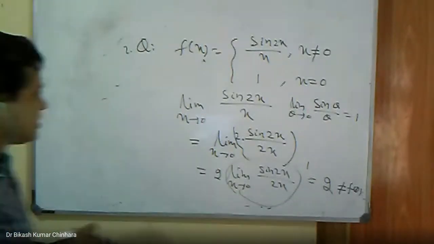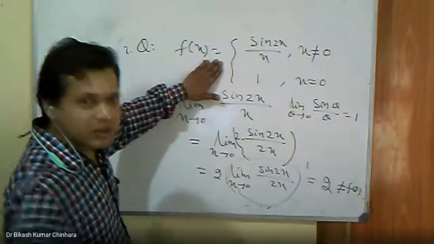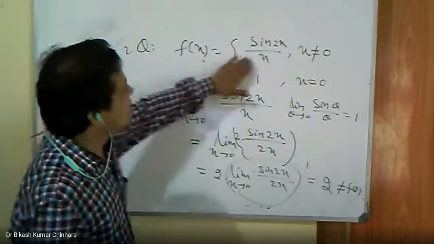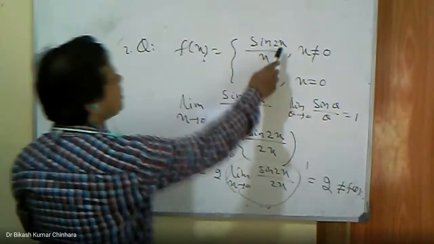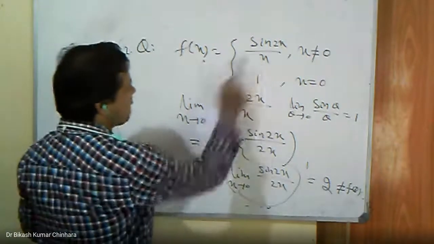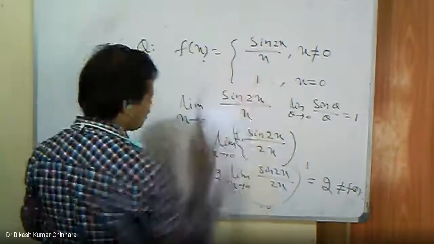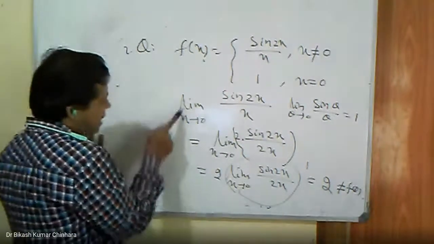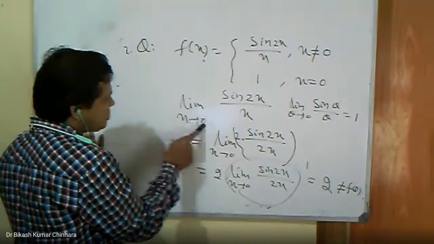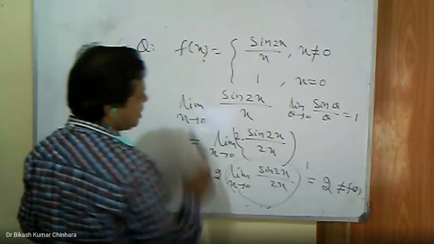Next. Suppose the question is like this: sin 2x by x. So you have to find the limit of this function at x is equal to 0. So limit x tends to 0 of sin 2x by x. I have to use this formula.